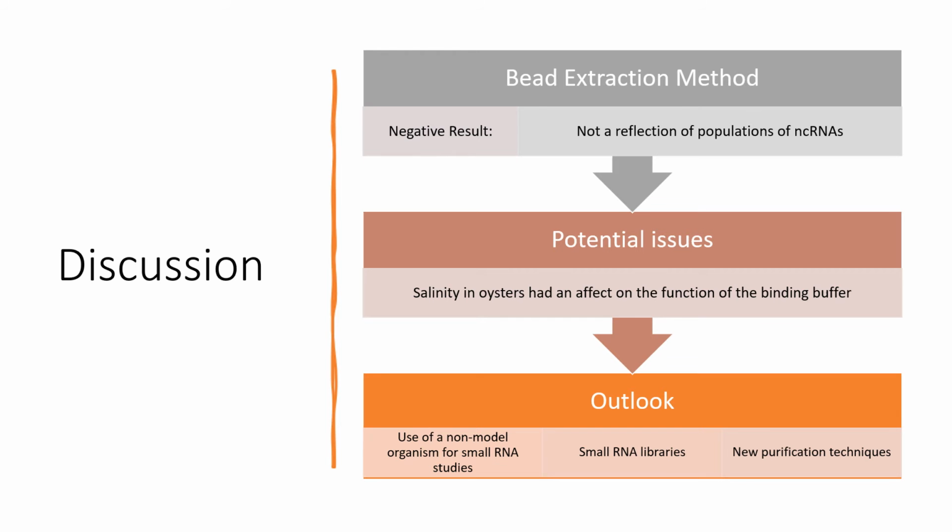We know from previous research that anion exchange chromatography has worked in other non-model organisms such as spider mites, and so our negative response was deemed an issue with the salinity of our oysters that interfered with the anion exchange. This higher salinity would interfere with the purification that the beads were attempting to do. So one potential solution to this could be to dilute the binding buffer that we were using to neutralize it, which would then allow the beads to produce a more accurate depiction of the small RNA populations in our oyster.